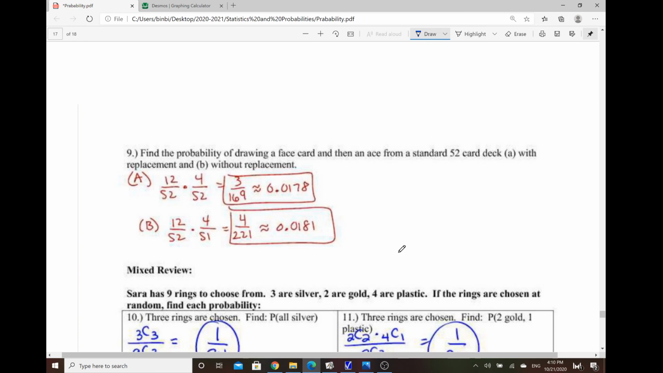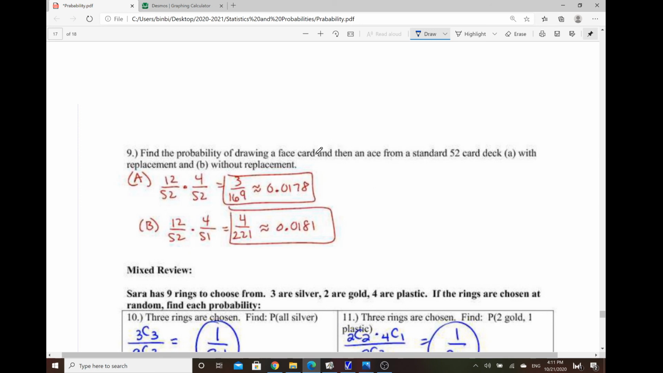And then the rest of these are quite similar, conditional probability. Find the probability of drawing a face card, and then, again, the keyword "and then," an ace card from a standard 52-card deck, with replacement and without replacement. With replacement, that's pretty straightforward: 12 over 52 times 4 over 52. Without replacement, whatever you have for the first fraction, for the second one you always want to subtract 1 from the total outcomes. So it's 4 over 51.